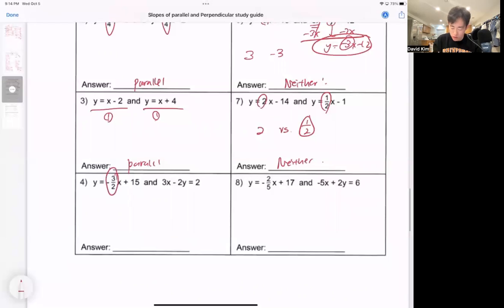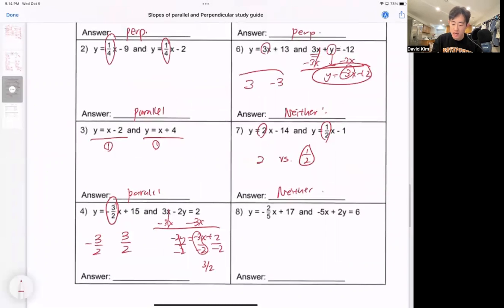Slope is -3 over 2. Subtract the 3x on both sides of this equation. You get -2y equals -3x plus 2. Divide by -2, please, because negative sign follows along with the 2. This makes the slope to be positive 3 over 2. Now you have a -3 over 2 and positive 3 over 2. It's the same situation as question 6. They are negative versions of themselves. However, it's not reciprocated. Therefore, it cannot be parallel nor perpendicular.